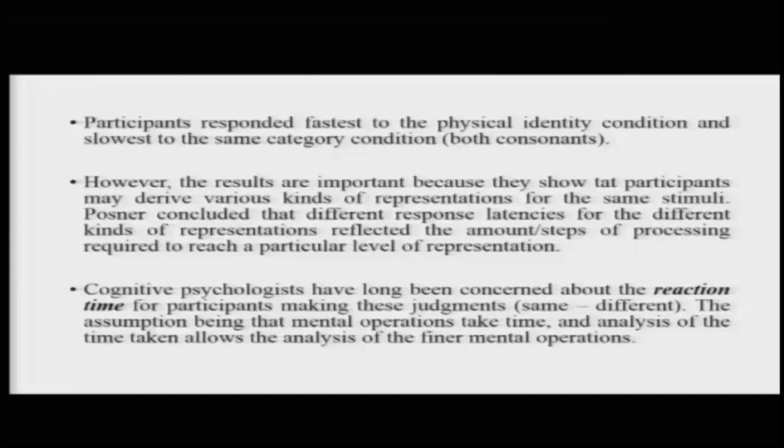So the participants sort of have to judge on what criteria things are similar and make these judgments. What was found was that participants respond fastest to the physical identity condition, because that's the shallowest and something most easy to compute, and they're slowest to answer in terms of the same category condition, where you have to evaluate whether both are vowels or both are consonants. So typically, why is there a difference in the response times to these different kinds of conditions?